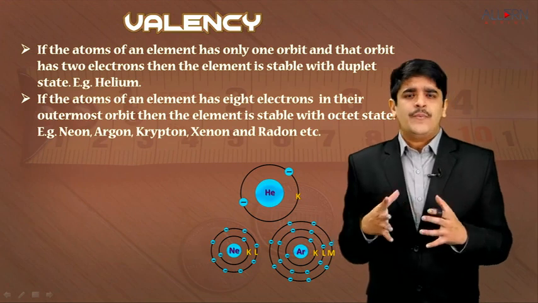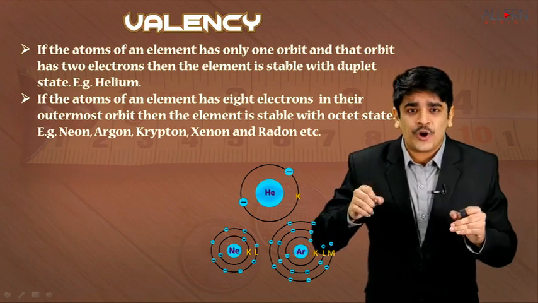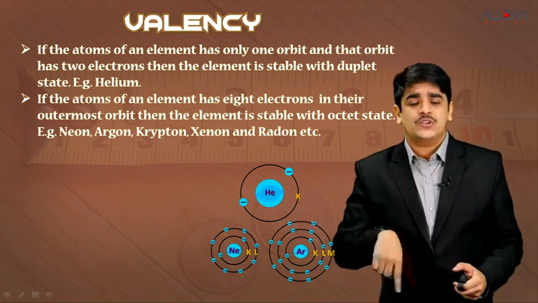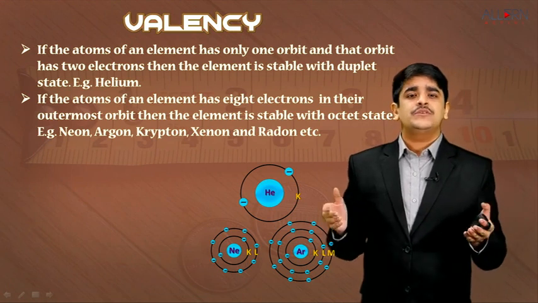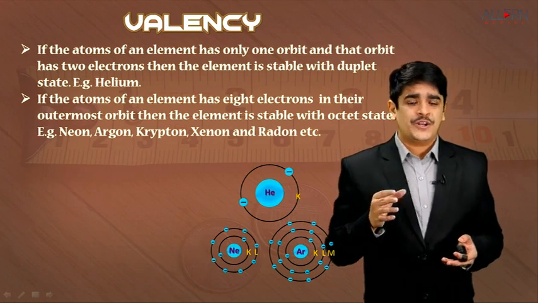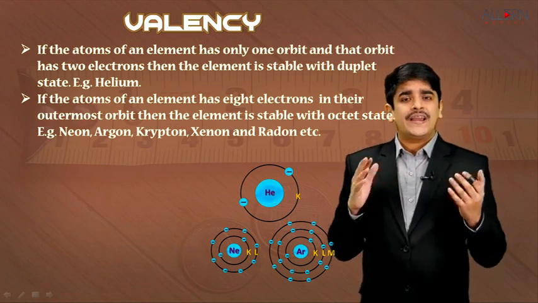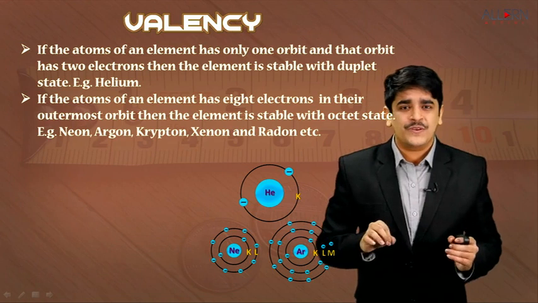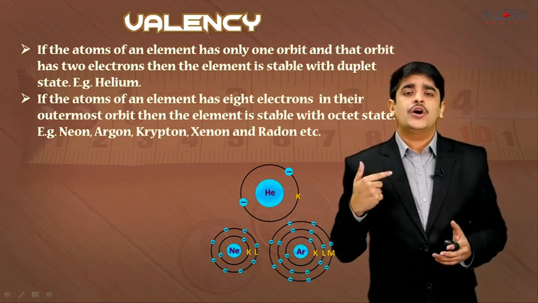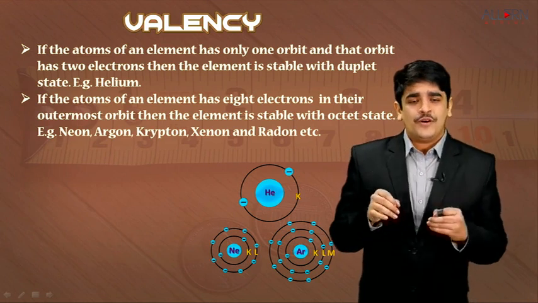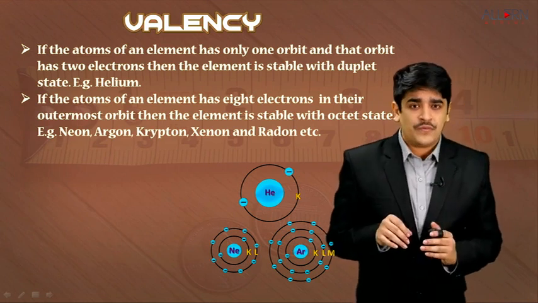So let us say you have a number of orbits. Which is the important orbit? The last orbit, the valence orbit. And if you have exactly 8 electrons in the valence shell, you are absolutely stable according to the octet rule. All other noble gases except helium will follow that rule. Apart from helium, we have neon, argon, krypton, xenon, radon. All of them are going to follow the octet rule of stability.